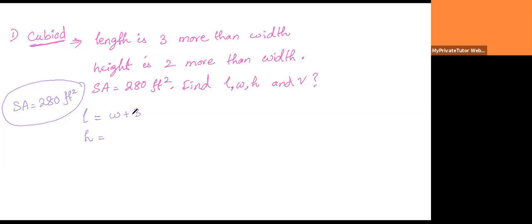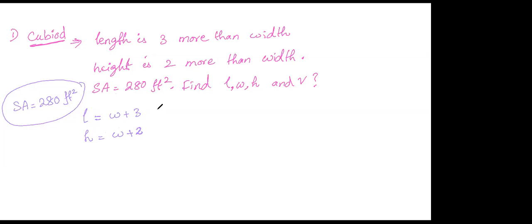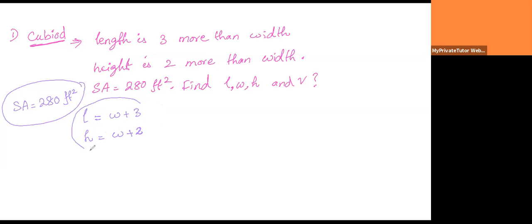And height is given, which is 2 more than the width. So again it is W plus 2, the width plus 2. Arfan, do you agree with this? Yes, sir. Great. So now these three things are given in the question. You can see what is given, which is surface area. Now write down the surface area formula. What is the surface area formula? 2 into length times width, plus width times height, plus length times height.